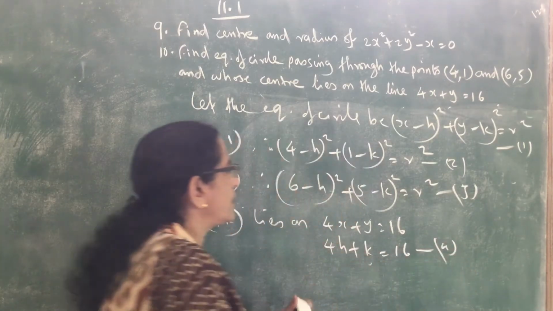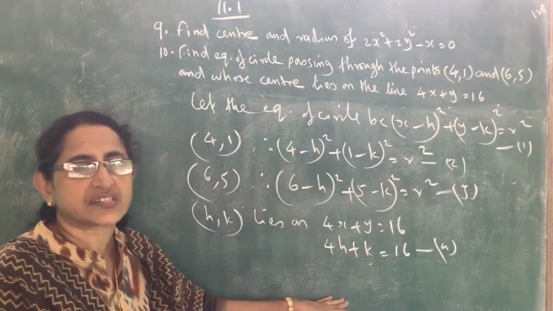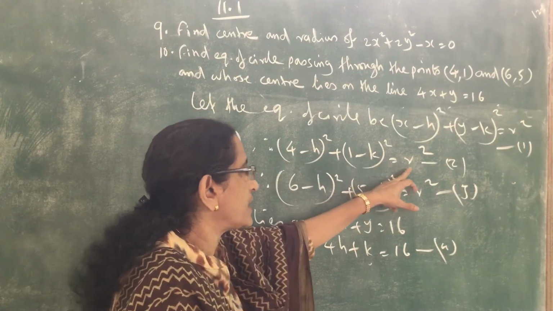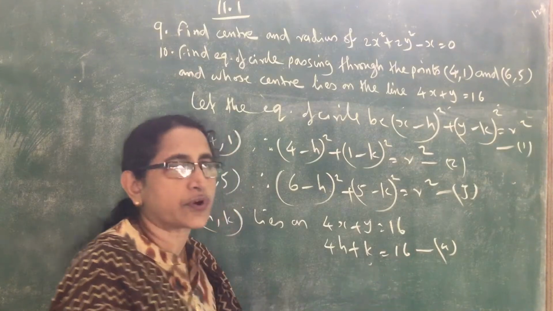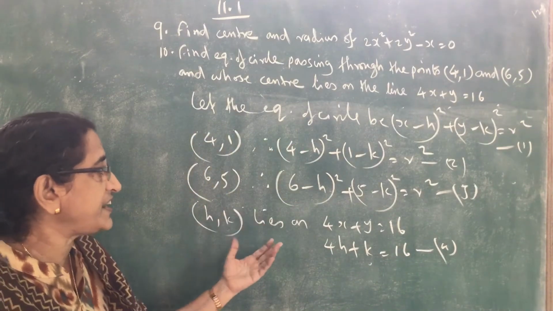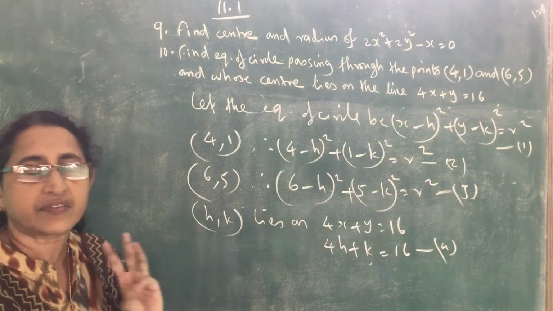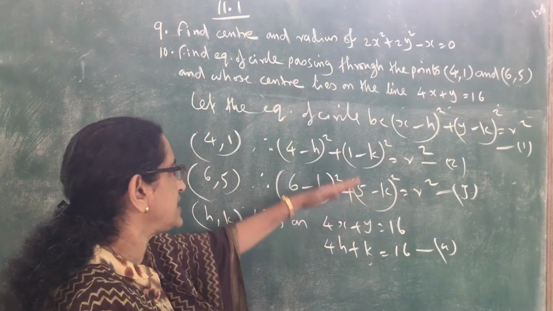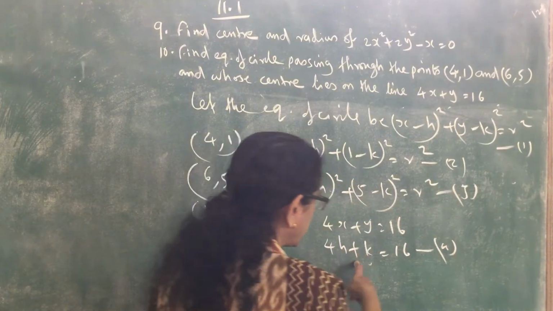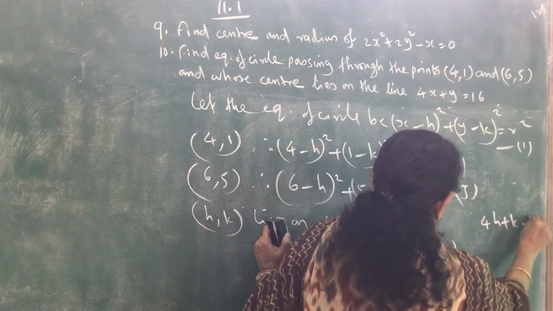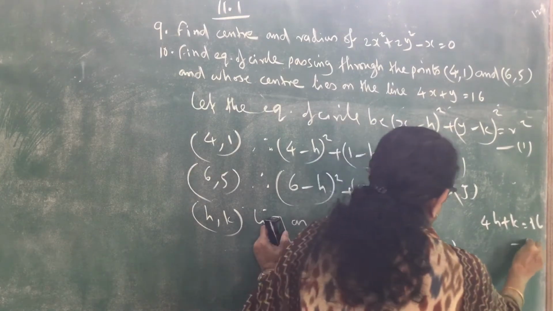So now we got these three equations: (4 minus h) whole square plus (1 minus k) whole square equal to r square, equation 2, equation 3, and equation 4. Using these three equations we have to solve and find h, k and r. Three things we want to find. First, consider this is a linear equation and these are quadratic. Let this be here, 4h plus k equal to 16, equation 4.